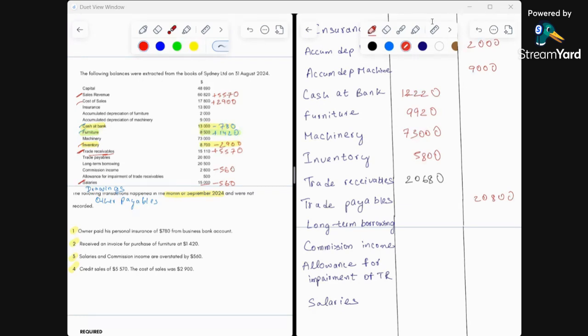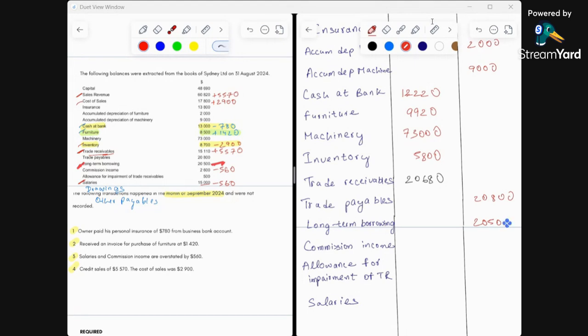All right. Next, we've got the long-term borrowing, which is a non-current liability. The reason this is a non-current liability is because it's a long-term borrowing, which means we can repay it over multiple years, okay? And because this is a liability, definitely it's shown on the credit side, 20,500.